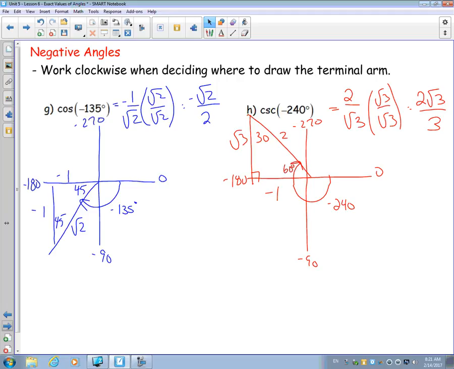Okay, once you get the hang of it, they go really fast. As you can see, I'm doing it fairly quickly now. But you've got to know your SOH CAH TOA, you've got to know your special triangles, and you've got to think about negatives. That's only 3 things you have to really worry about.